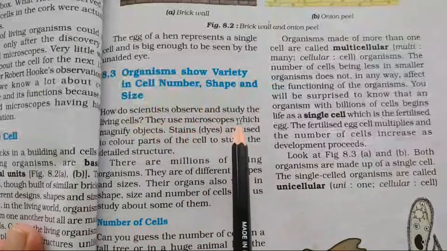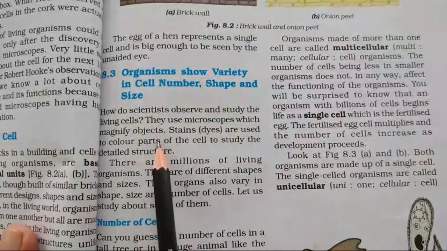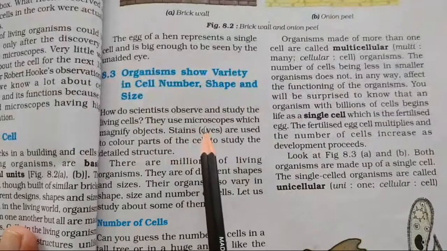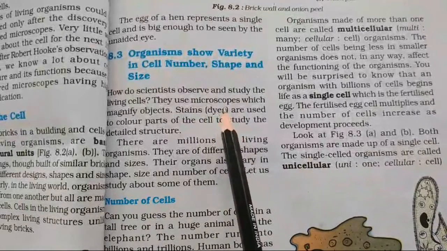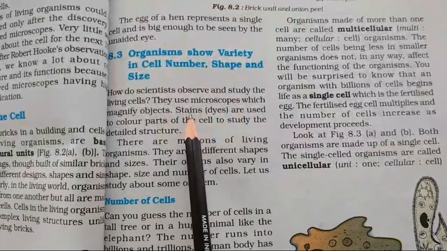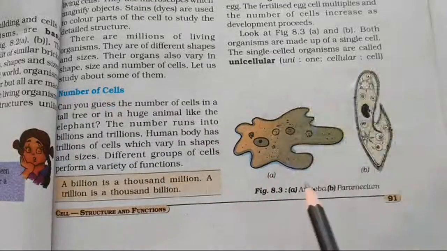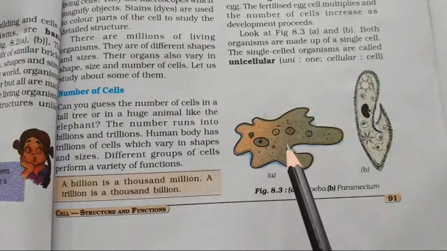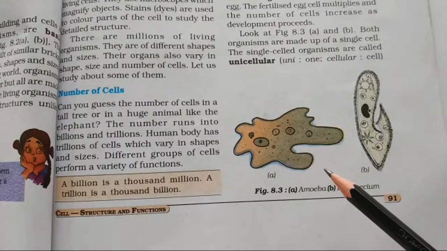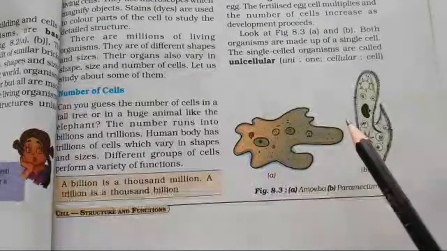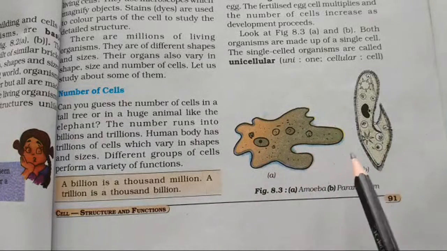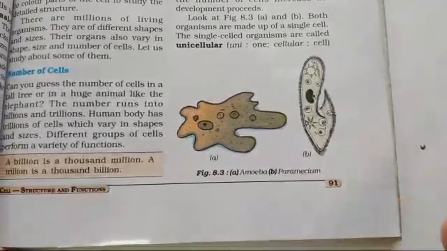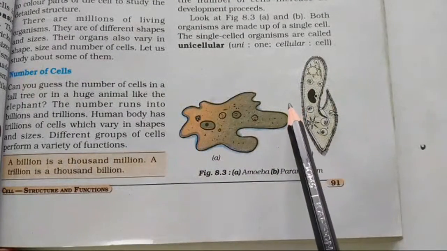How do the scientists observe and study the cells? They use microscopes. We can't see a cell with our eyes because its size is very small. Therefore, we use a magnifying glass, we use a microscope. Stains. Now, when you study any object under a microscope, like if you want to see these two structures which are given in the book, they will be transparent. When you see water under a microscope, you will not see anything. And in that water, if there is a bacteria, or like here there is an amoeba and a paramecium shown, they will look transparent in the water.